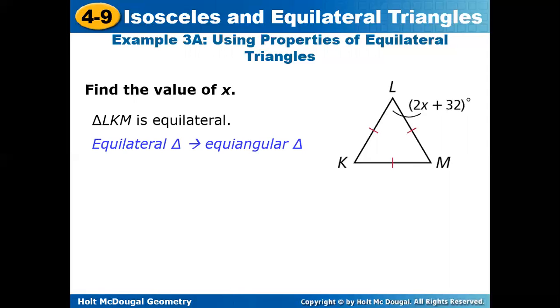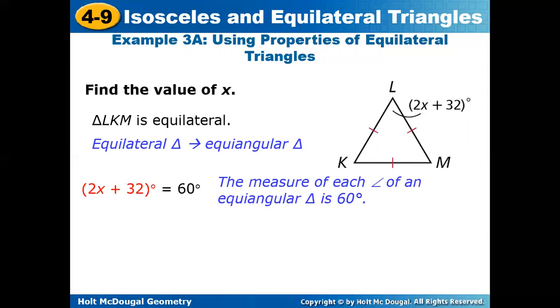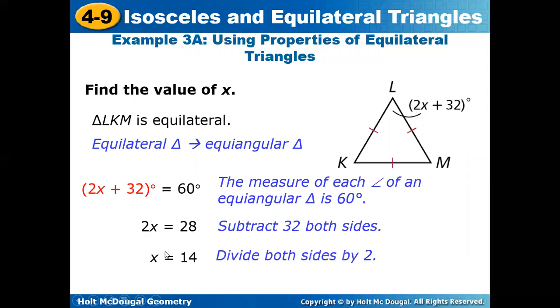It means measure angle K is equal to measure angle L is equal to measure angle M. And each angle is equal to 60 degrees. So you can write now 2x plus 32 equals 60 degrees. Now solve algebraically by subtracting 32 from both sides. So 2x equals 60 minus 32 equals 28. Then divide both by 2. So the value of x is 14.